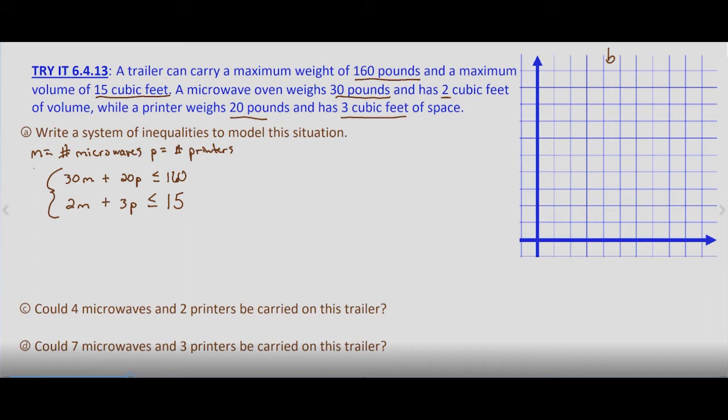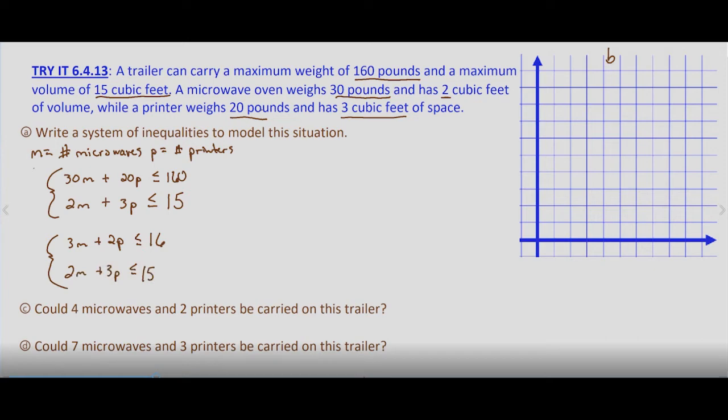But if you'll notice, there's a common factor of 10 in that first inequality, and it'd be a lot easier to graph without it in there, so I'm going to divide both sides of this inequality by 10 to give me 3m plus 2p is less than or equal to 16.